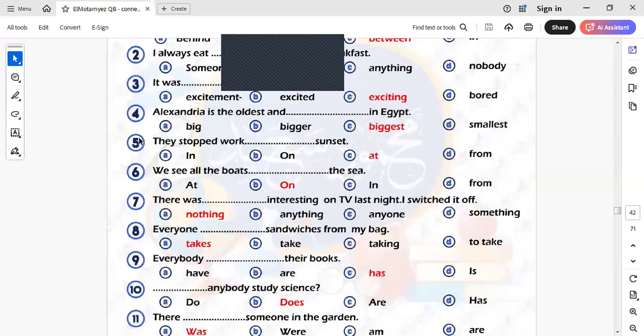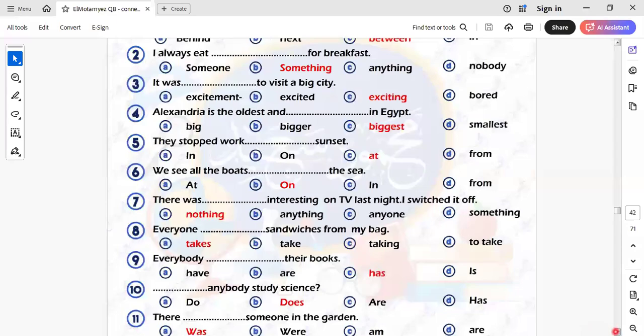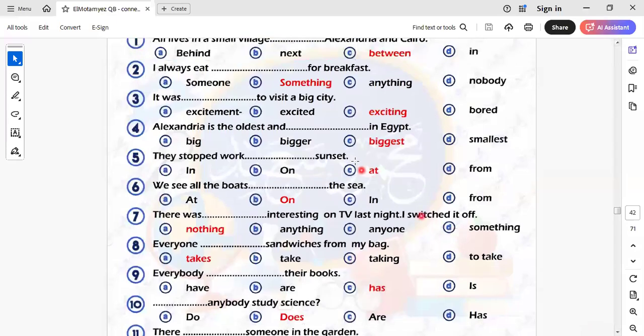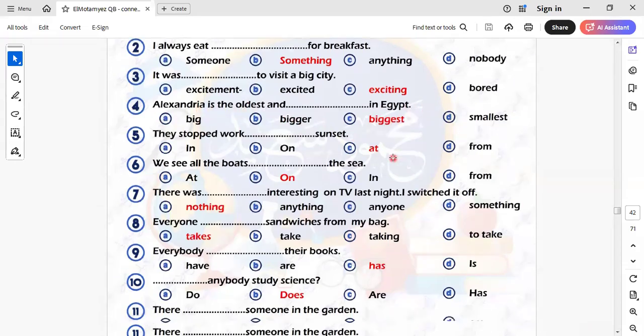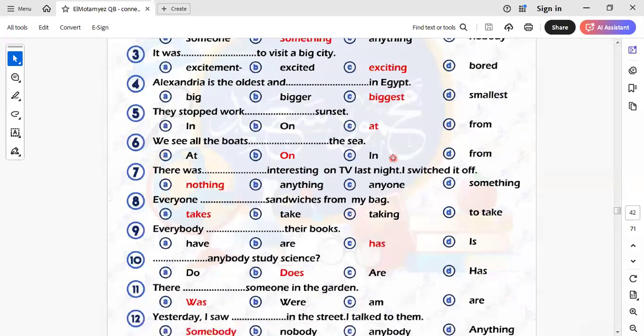Now I think you understand what I would like to know. Okay, I think now we know. Here we have Alexander is the oldest. Here we have -est. So I say biggest, not smallest or bigger or big. Why? Because Alexander is the biggest, not smallest. It is the biggest city in Egypt, not the smallest.